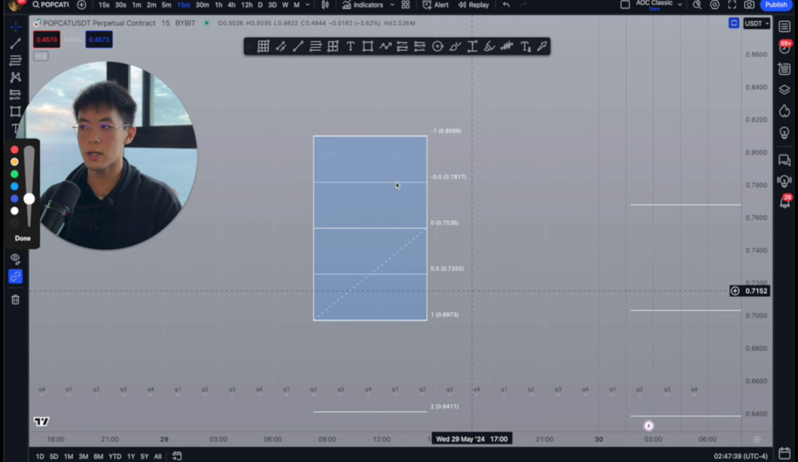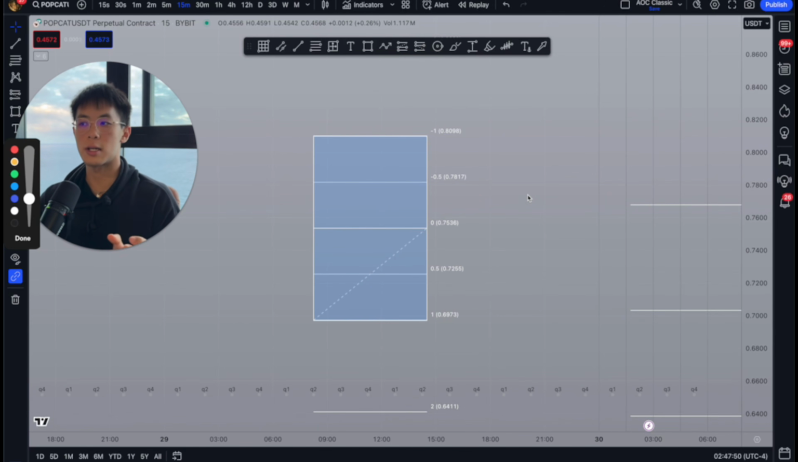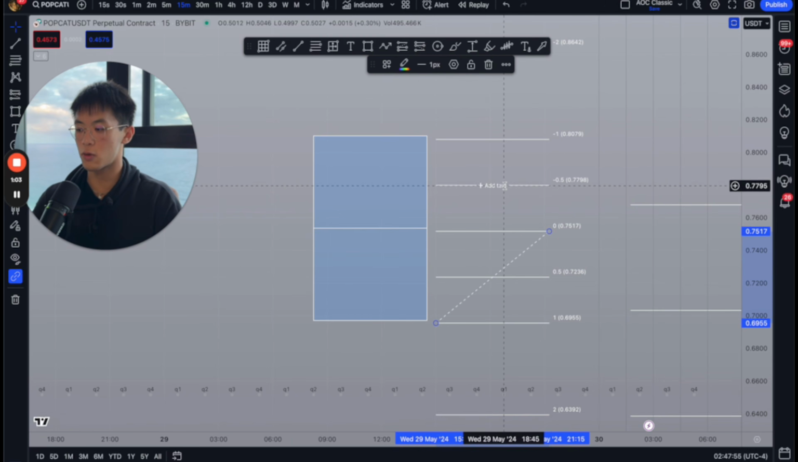Negative 0.5, by the way, just means half of a range. Half of a range of expansion outside of the range, okay? Very simple, very straightforward. Now, what if you're someone that's a little bit more conservative, right? Let's say, wow, this seems like it could be very risky.